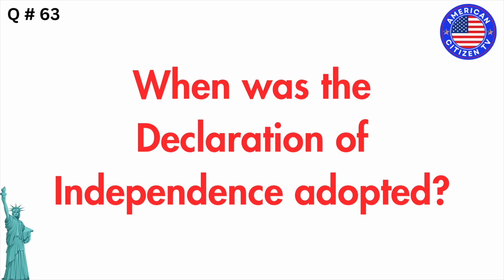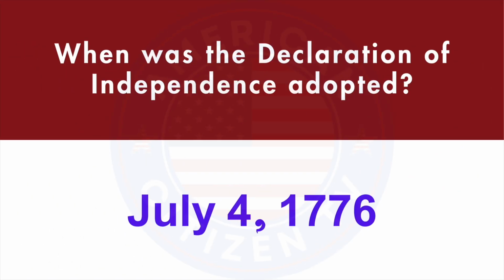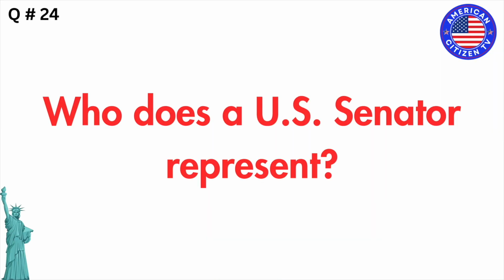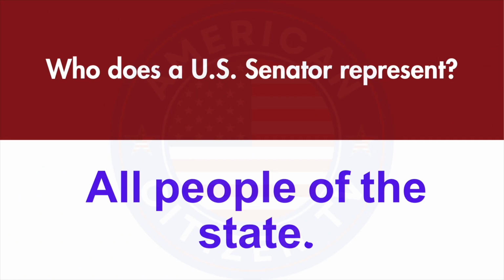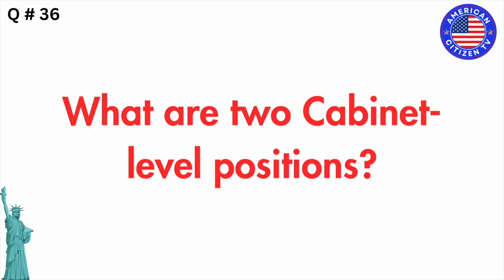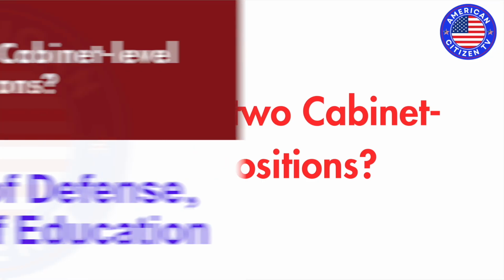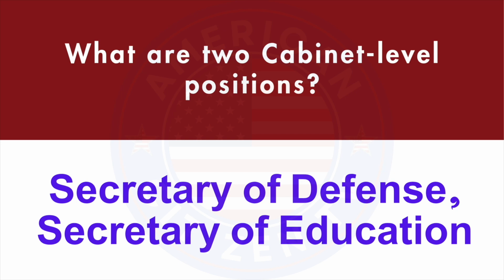When was the Declaration of Independence adopted? July 4, 1776. Who does a U.S. Senator represent? All people of the state. What are two cabinet-level positions? Secretary of Defense. Secretary of Education.